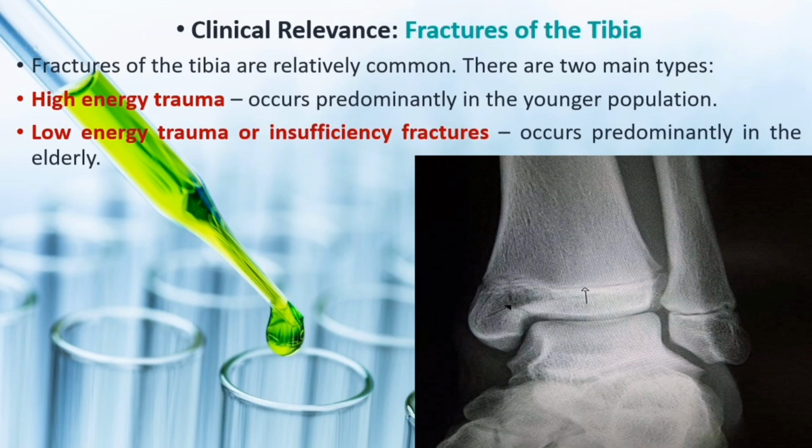Clinical relevance: fractures of the tibia. Fractures of the tibia are relatively common. There are 2 main types. High-energy trauma occurs predominantly in the younger population. Low-energy trauma or insufficiency fractures occur predominantly in the elderly. Fractures most commonly occur at the shaft of the tibia, and are typically associated with fibula fractures.